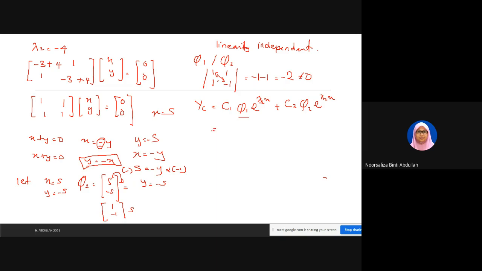So YC equals to C1, eigenvector 1 is 1, 1, exponent eigenvalue 1 which is minus 2x, plus C2, eigenvector 2 is 1, minus 1, exponent minus 4x. Up to this one, any questions? So this is your YC. Do you have any question regarding this one? This is what we learned last week.